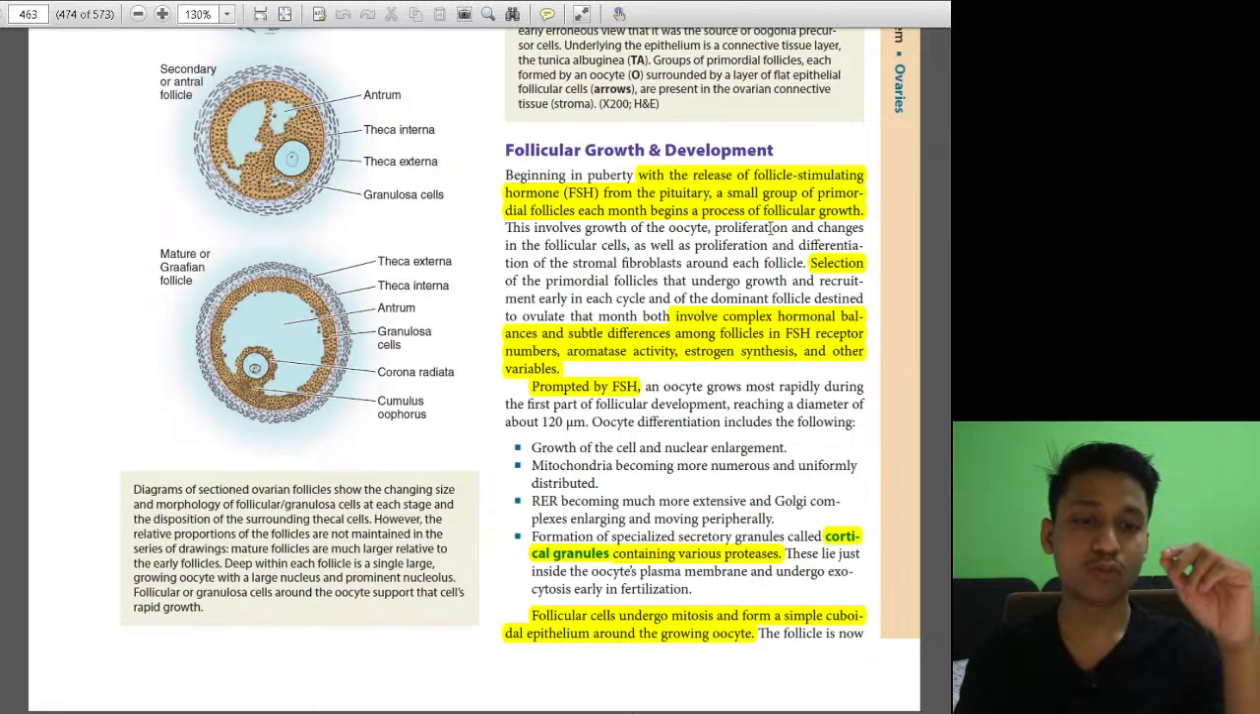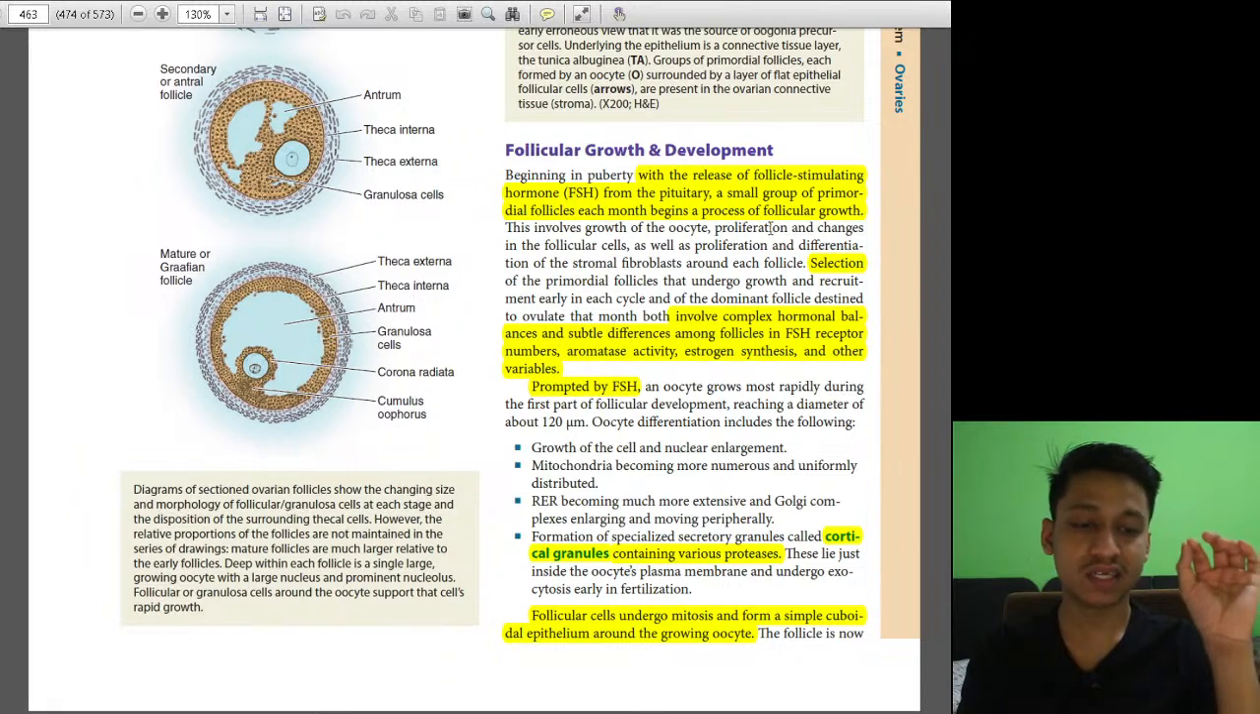In this process, mitochondria also become more numerous and uniformly distributed because we are going to require a lot of energy for this process. Rough endoplasmic reticulum becomes much more extensive and Golgi complexes enlarge and move peripherally. We are going to need more energy to create more protein, so we have more rough endoplasmic reticulum, and we also need to package this protein, so we need Golgi as well. Then there is formation of specialized secretory granules called cortical granules containing various proteases.